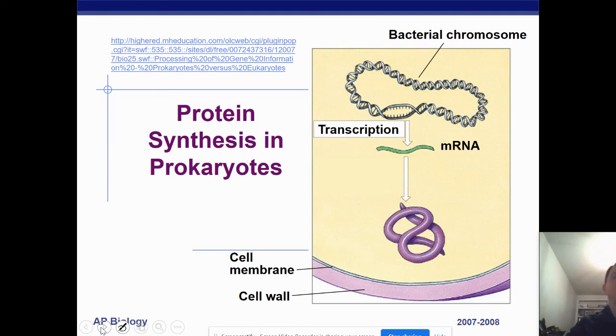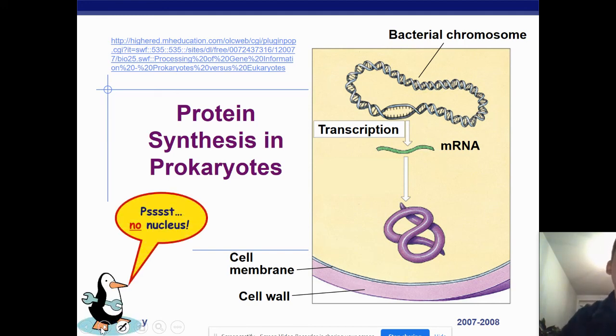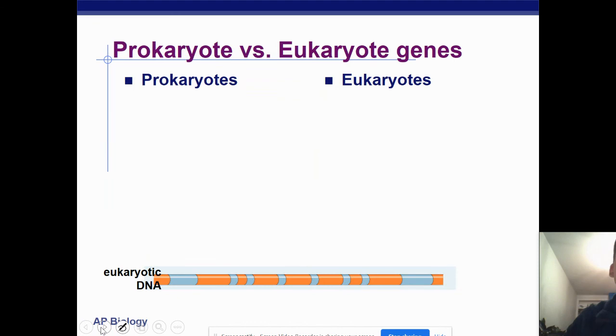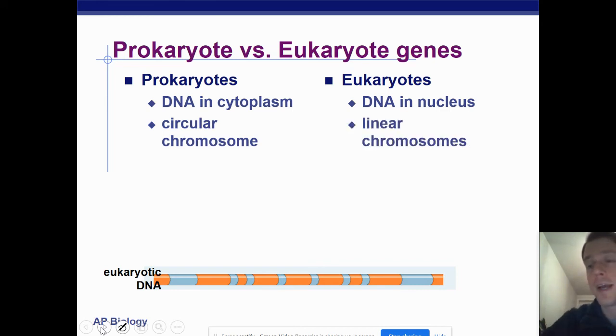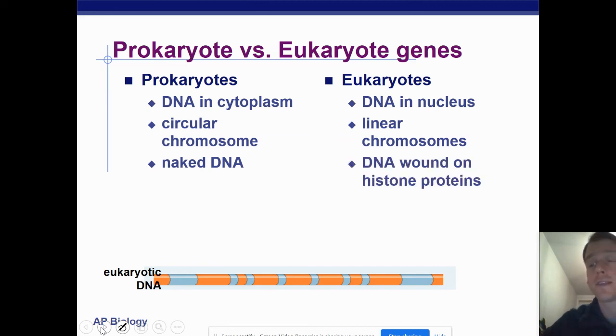Okay, in prokaryotes, things are a little bit different. And that's because prokaryotes don't have a nucleus. So there's a big difference between prokaryotes and eukaryotes. Prokaryotes keep their DNA in the cytoplasm, and as we know, eukaryotes keep their DNA in the nucleus. Prokaryotes have a circular chromosome. Eukaryotes have linear chromosomes, many of them. Prokaryotes have what's called naked DNA. That means no histone proteins attached to their DNA. And eukaryotes have DNA that is wound around histone proteins.